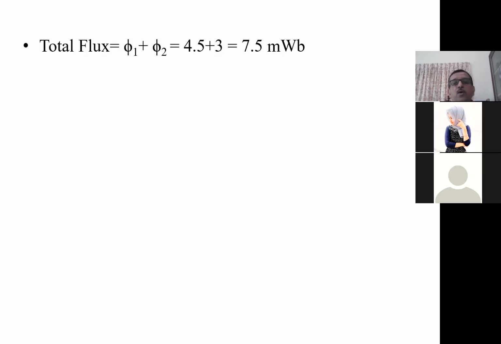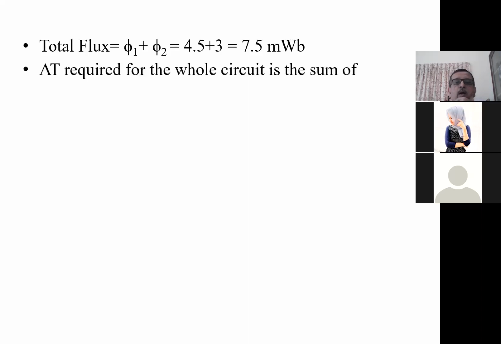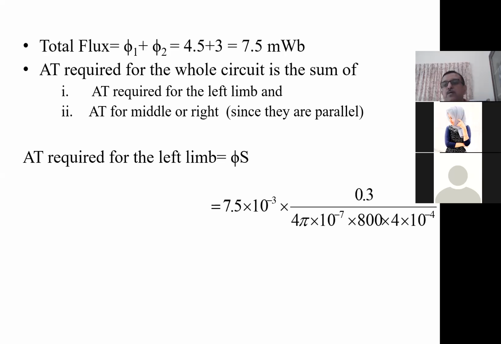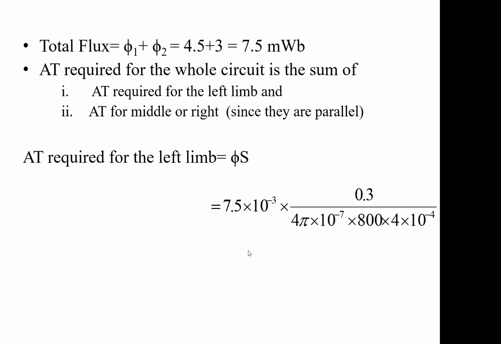So total flux phi is equal to phi1 plus phi2, which is 4.5 plus 3 milliweber. And ampere turn required for the whole circuit is the sum of ampere turn required for the left limb and ampere turn for the middle or right limb. So ampere turn required for the left limb is phi into S, which is 7.5 into 10 raised to minus 3.